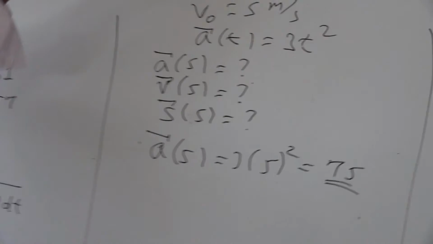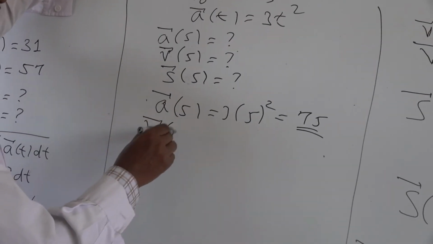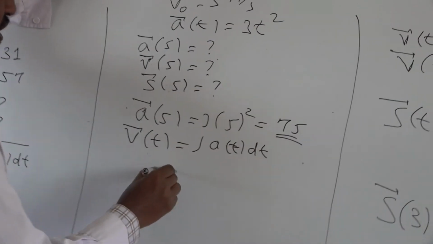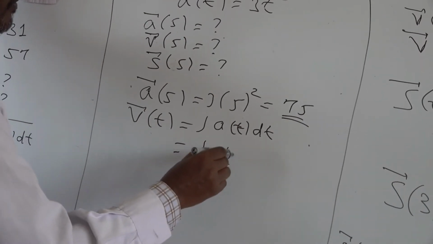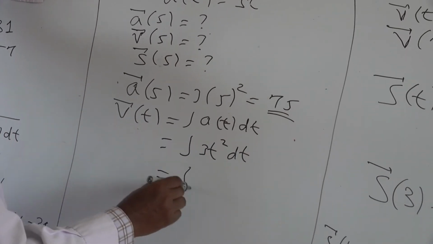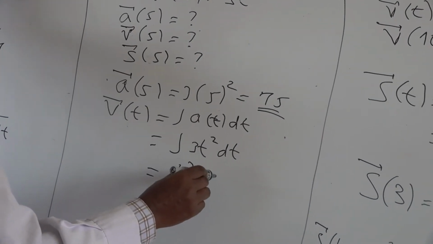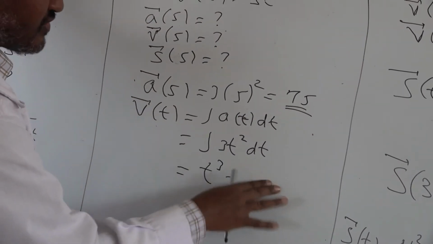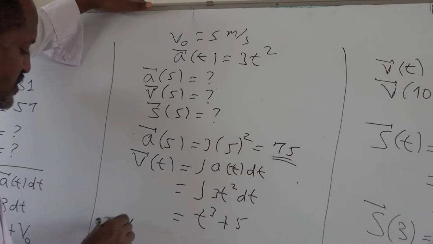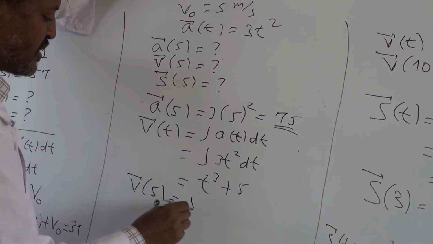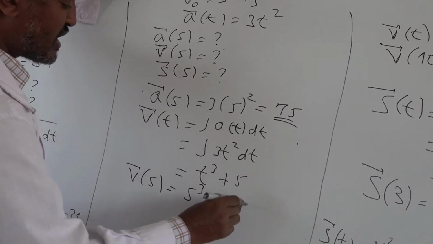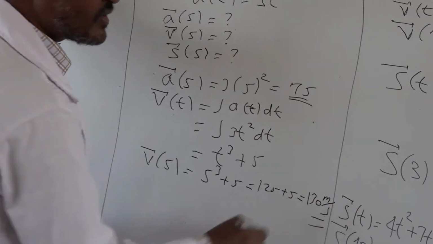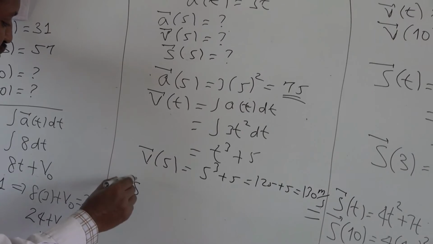Now to find velocity at 5 seconds, first let us try to find velocity at any time t. This is the integral of the acceleration function. Now acceleration is 3t squared dt, and the integral is t cubed plus some constant v naught. But v naught is given to be 5, so you'll have plus 5. Therefore, the velocity at t equals 5 seconds will be 5 cubed plus 5, 125 plus 5, that is 130 meters per second.